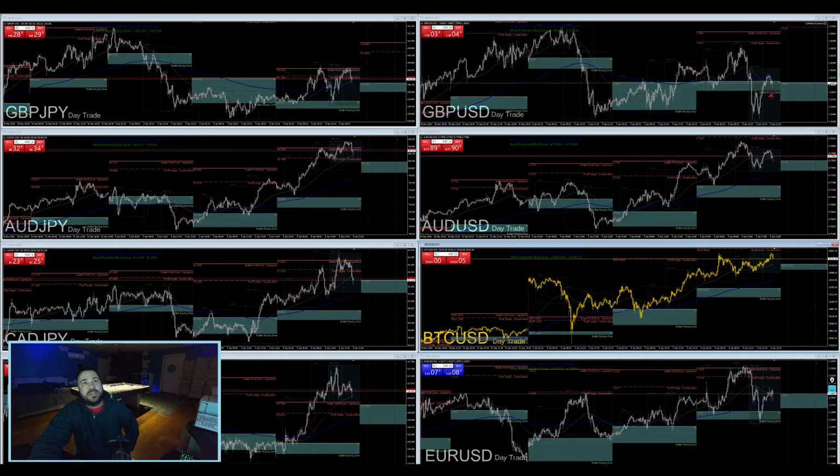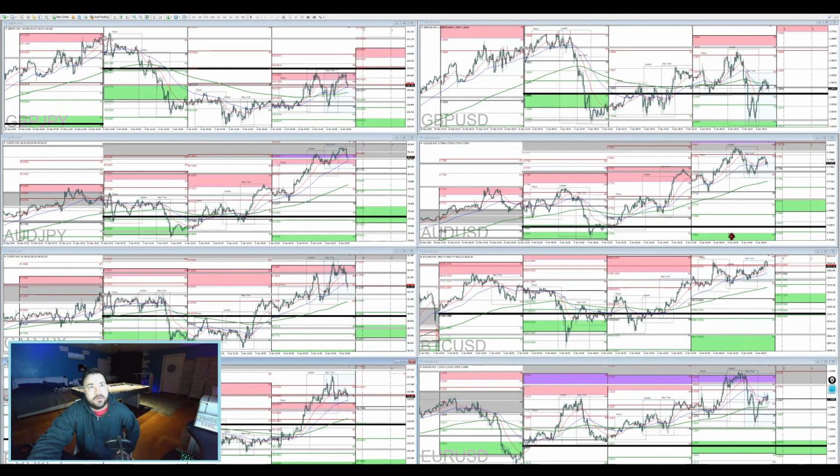Pound dollar still has a chance, and the pound yen definitely doesn't have a chance. Okay, so there we go. We have three options coming up. Let's go back over it. Anything else hit central pivot on the big dump? No. Okay, cool. There we go. Yeah, we've got three options.